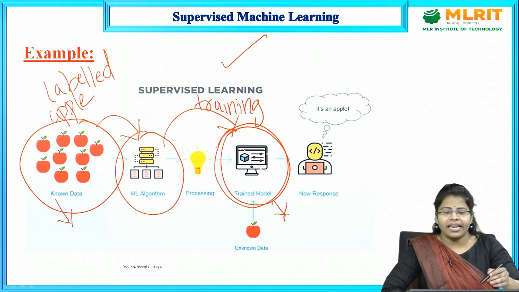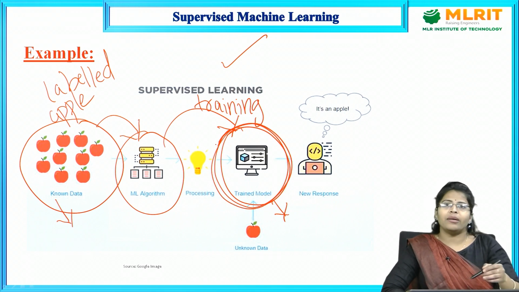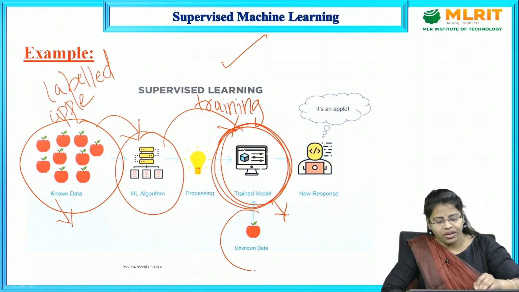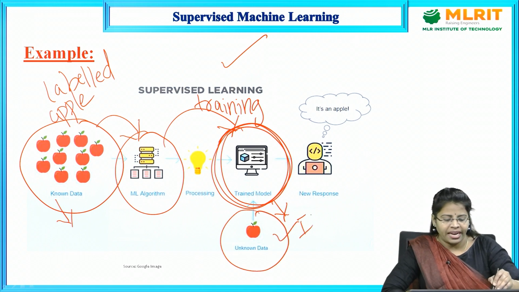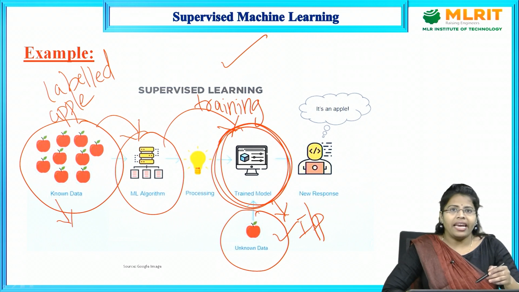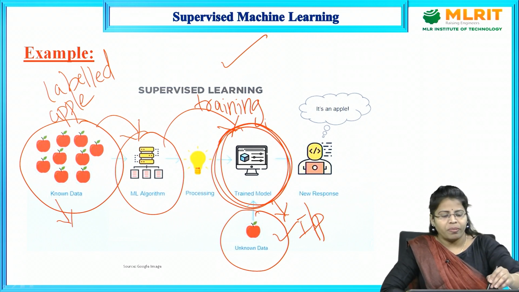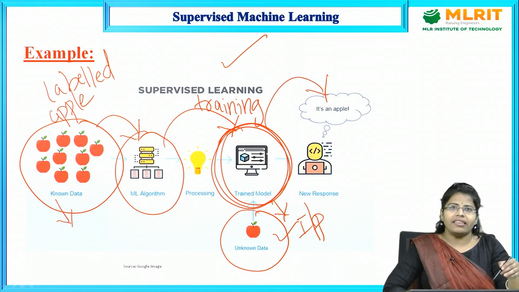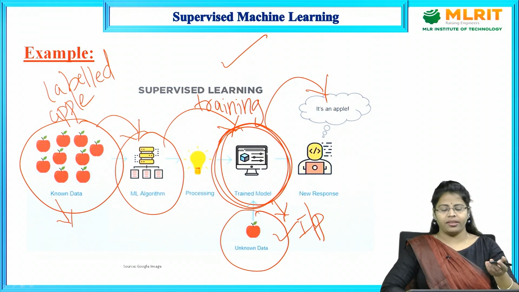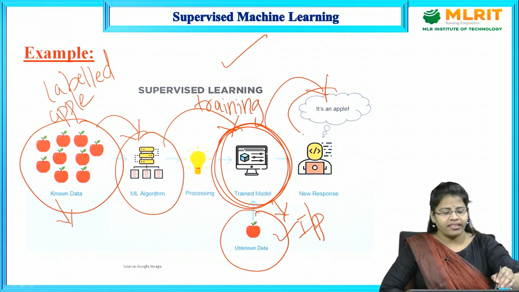Once the model is trained, we are going to give some new input data to the model. After giving the input, it is going to predict the output: yes, it is an apple. That's how we give the training with the help of the labeled data set, and that's how it predicts that it is an apple.